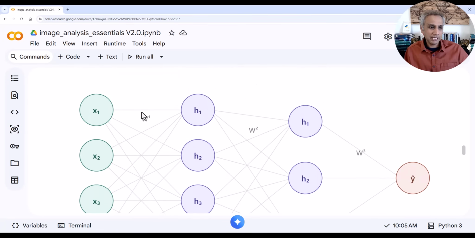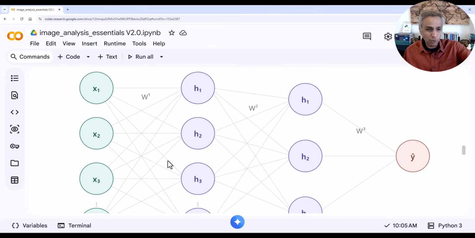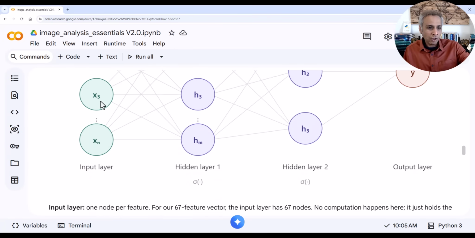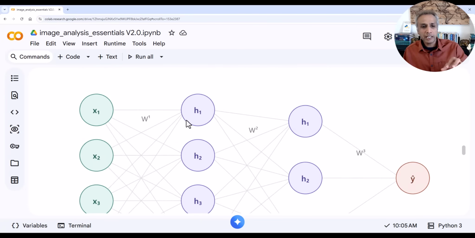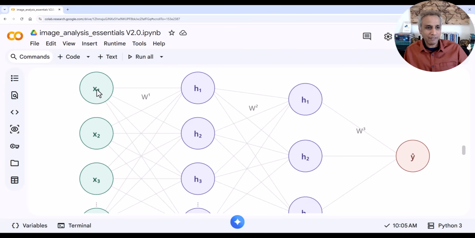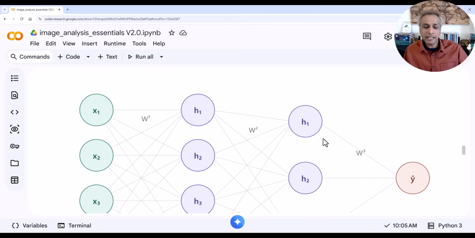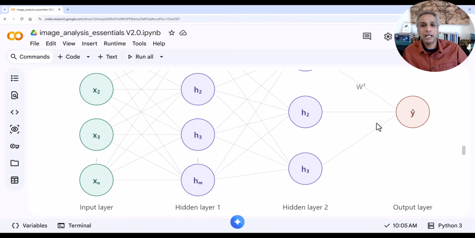If I go here, you can see x1, x2, x3, x4, and so on, however many x's you have. In our case, say our feature vector has 67 values, and this is x1 all the way to x67. These are the values of our features. In the next layer, you may only have 64 neurons, not 67. Each one of these 67 inputs is connected to the 64 neurons in the next layer. This is called fully connected. The next layer may only have 32, and the next layer may have a subset of them. And finally, we have one value, that's it.